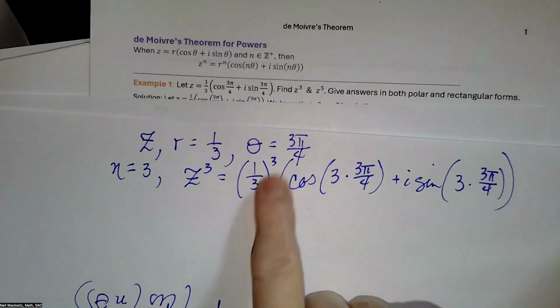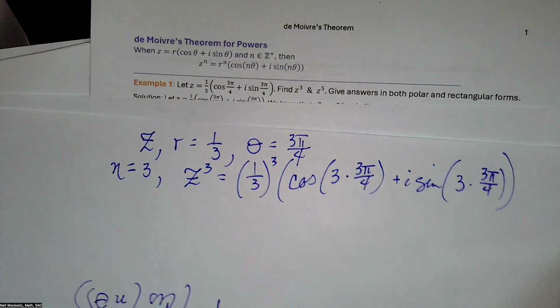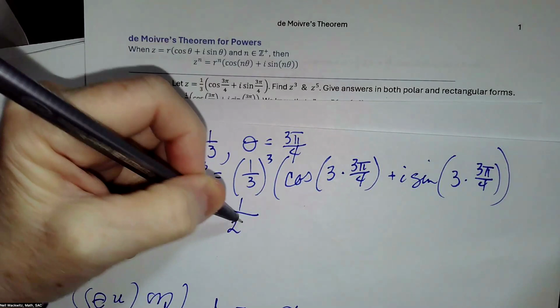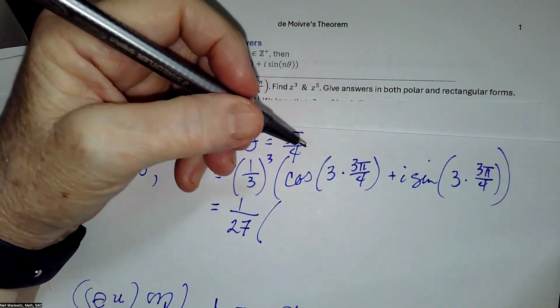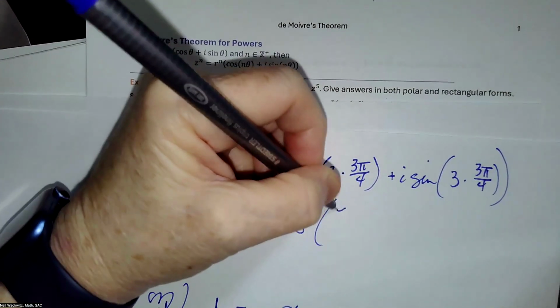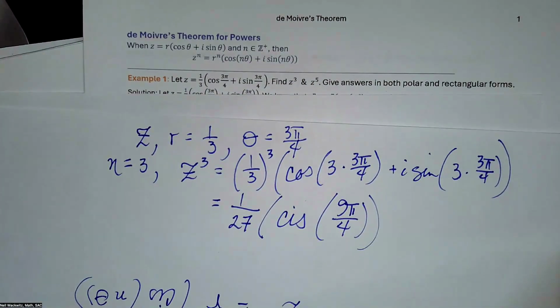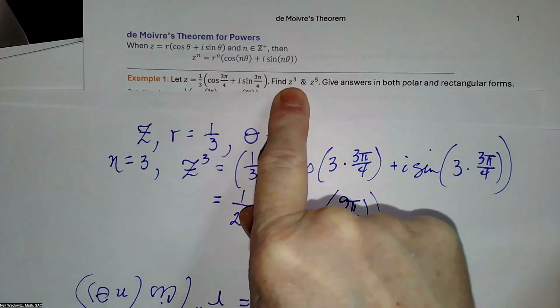Well, I know what 1/3 cubed is, because 1 cubed is 1, 3 cubed is 27. So we have a modulus of 1/27. 3 times 3 pi over 4 is going to be 9 pi over 4. So that's pretty easy. That's z to the third.